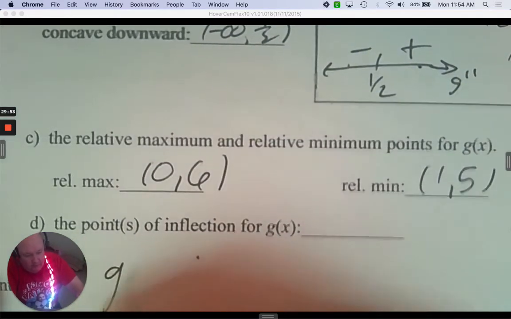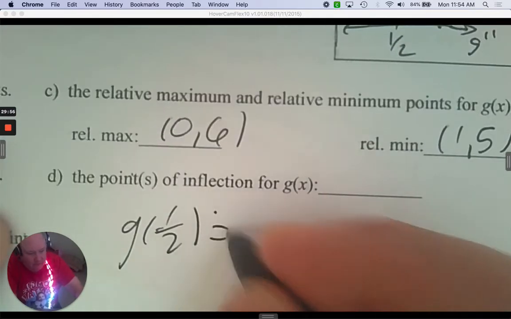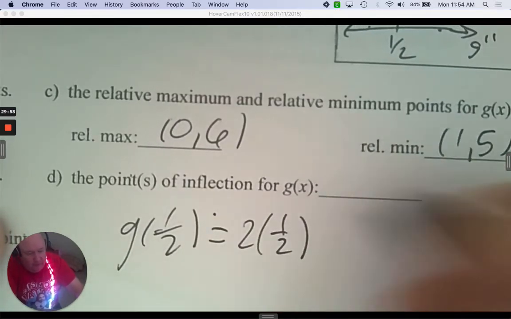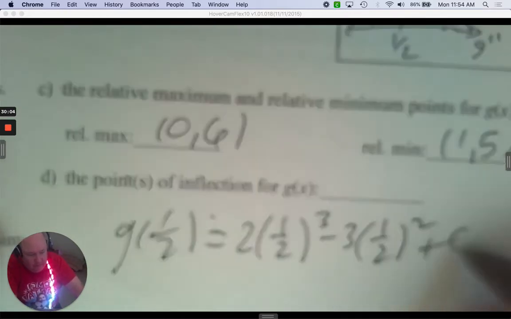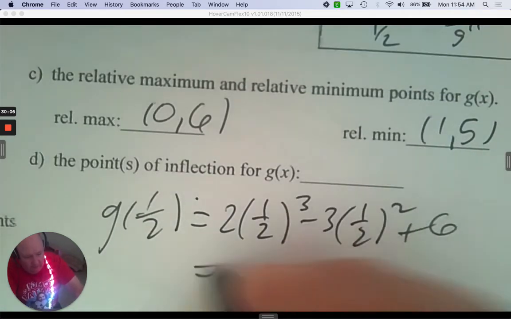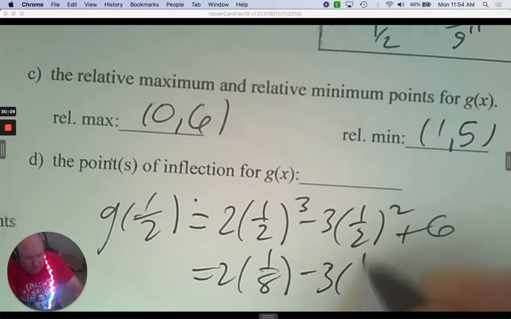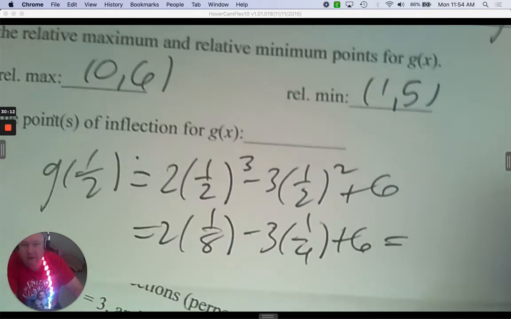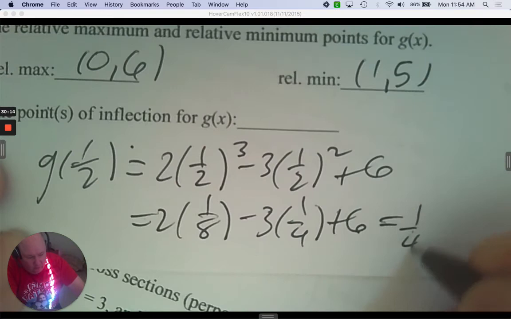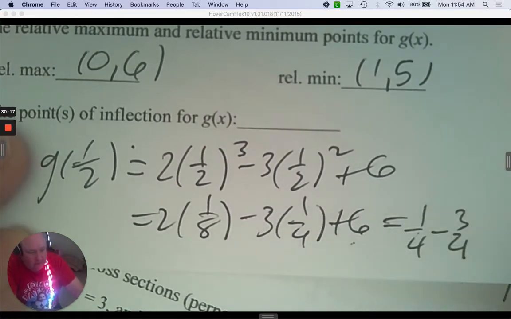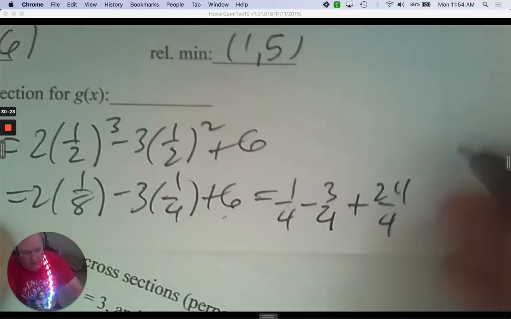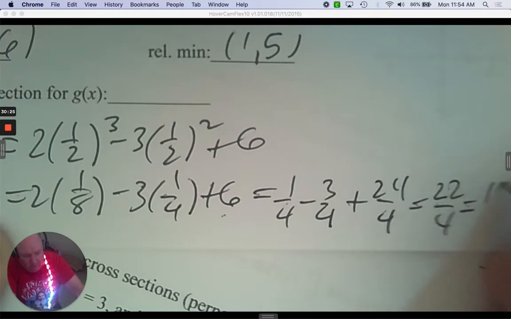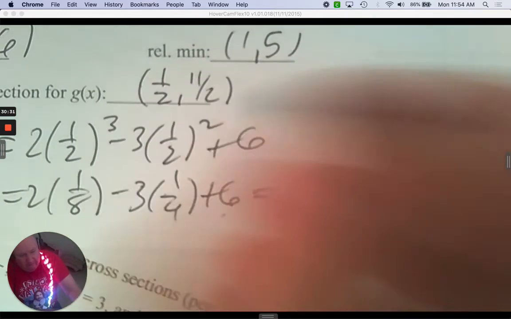So I'll do the work for you here. You need to plug 1/2 into the function in the question. So it's 2 times 1/2 cubed minus 3 times 1/2 squared plus 6, and then reduce it down. So that's 2 times 1/8, that's 3 times 1/4 plus 6. This reduces down to 1/4, negative 3/4, 6. I'm going to write 6 as 24 over 4, so we have common denominators. Put it all together and you get 22 over 4 or 11 over 2. So the point of inflection is at (1/2, 11/2).